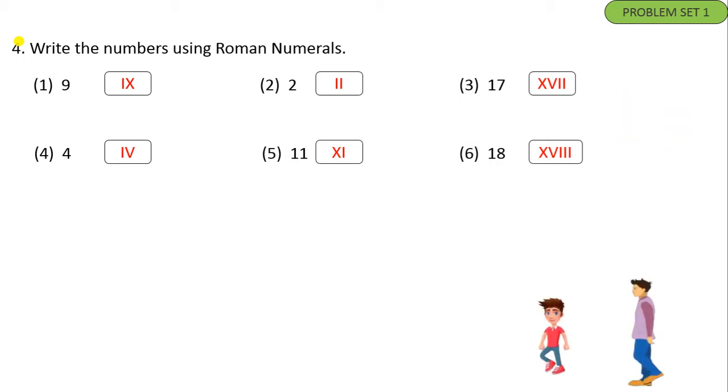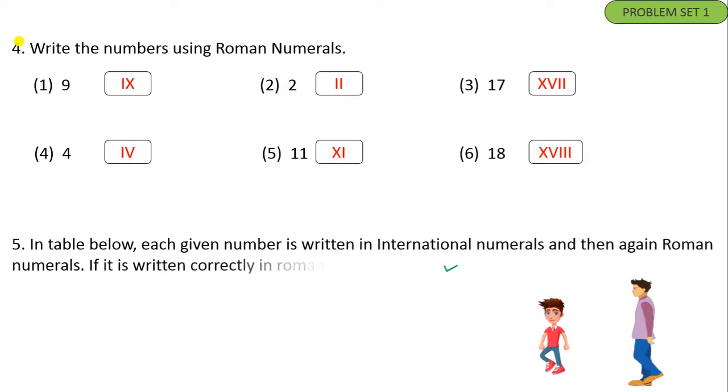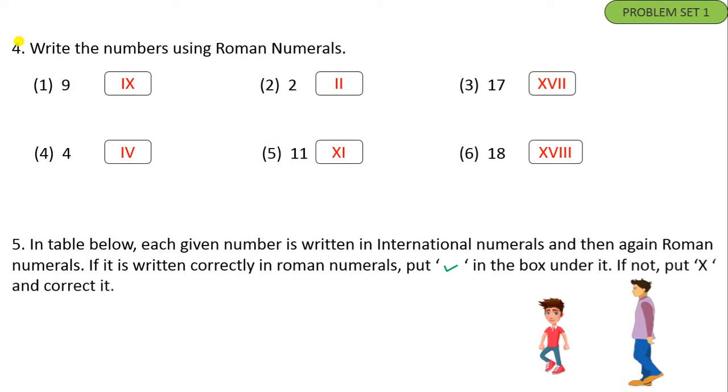Okay. Last question of problem set number 1 is, in the table below, each given number is written in international numerals and then again in Roman numerals. If it is written correctly in Roman numerals, put a correct tick in the box under it, and if it is not, put a wrong tick and correct it.